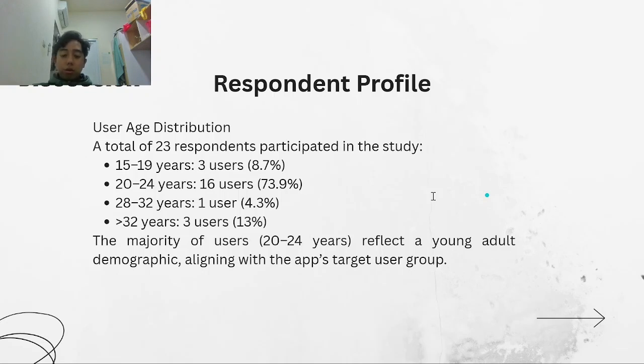20 to 24 years old, this group represents the vast majority, with 16 users making up 73.9%. 28 to 22 years old, we had one user in this bracket, which is 4.3%. Over 32 years old, this group included 3 users representing 13% of our respondents. The significant concentration of users in the 20 to 24 age bracket strongly aligns with our app's target demographic of young adults, confirming that we are effectively reaching our intended audience.